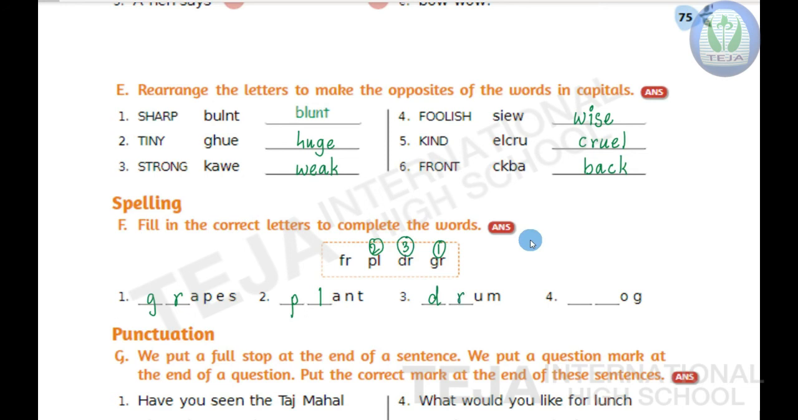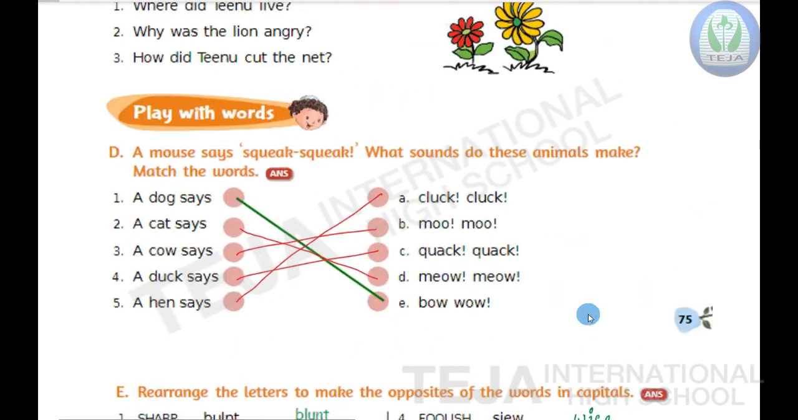Now the last one is very easy. It's FROG, frog. Okay. Now here the words are GRAPES, grapes, PLANT, plant, DRUM, drum, FROG, frog. Okay, children. So that is about today's class.